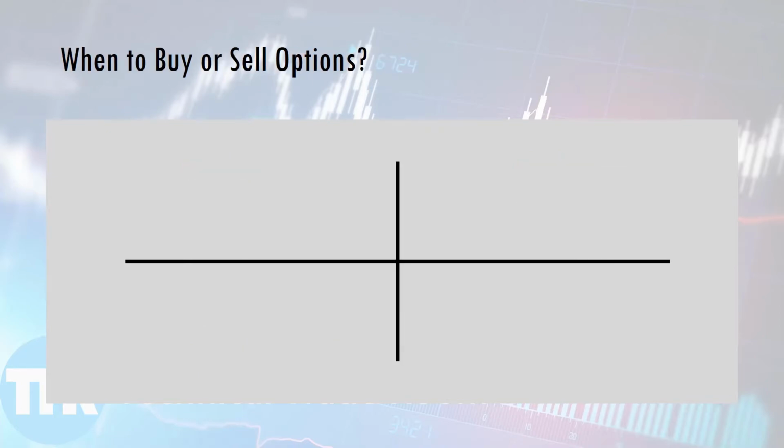Now that we've covered option basics and how to open and close positions, let's talk about situations where you would want to buy or sell options contracts. On our graph, the two top quadrants will represent buying positions, while the bottom two quadrants will represent selling positions. The two left quadrants will cover calls, while the two right quadrants will cover puts.